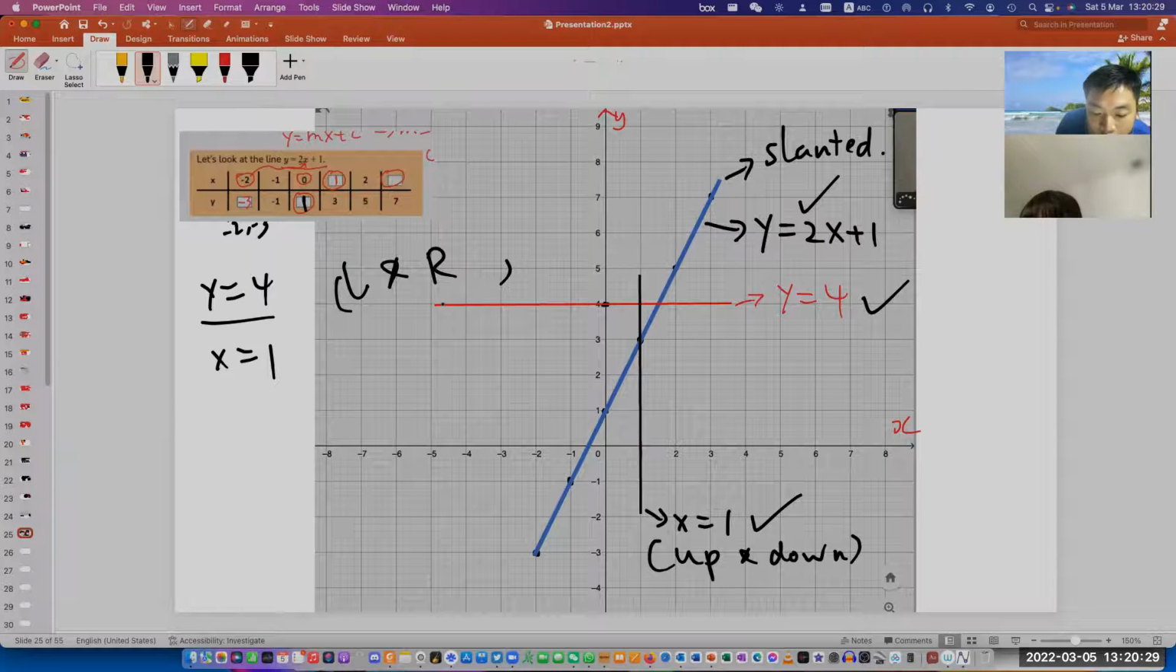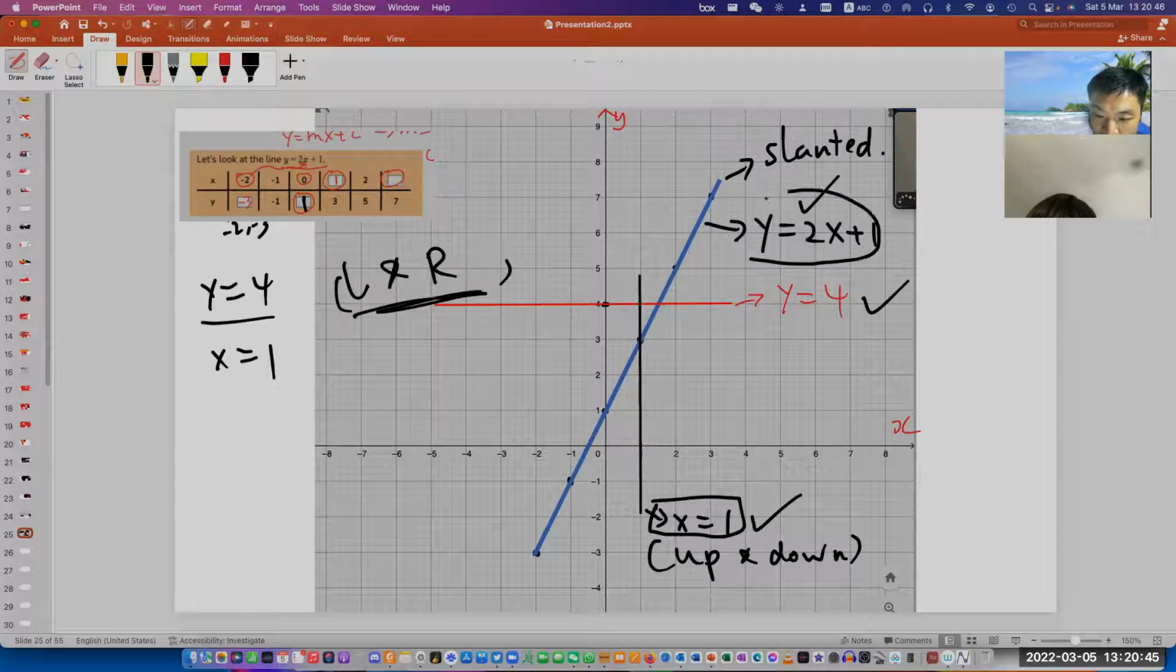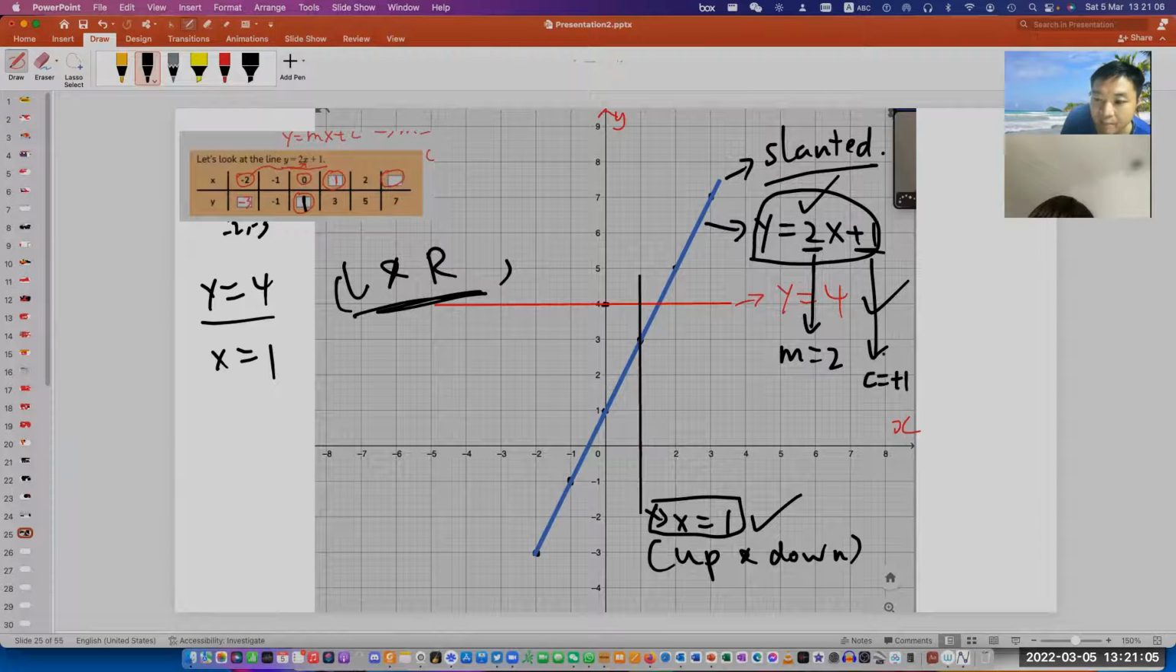Okay, so what you observe here is x equals to 1 is an up-down straight line. y equals to 4 is a left-right horizontal straight line. But this one, y equals to 2x plus 1, is a slanted straight line. Then now I'm going to explain to you m, which is m equals to 2 in this case. The c is plus 1 in this case. I'm going to explain the m and the c in more detail now.